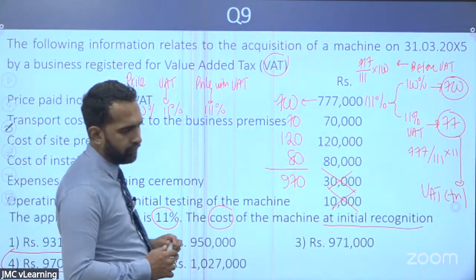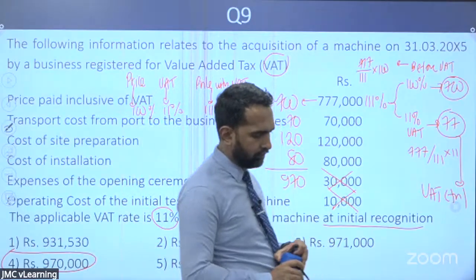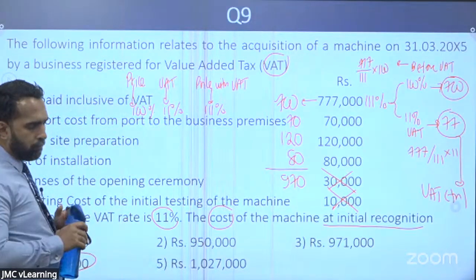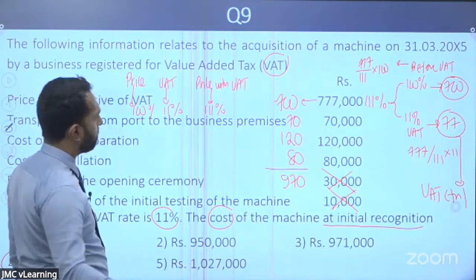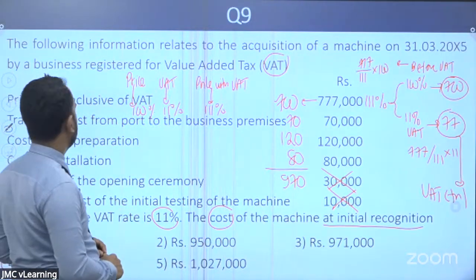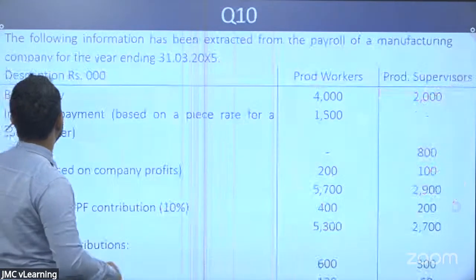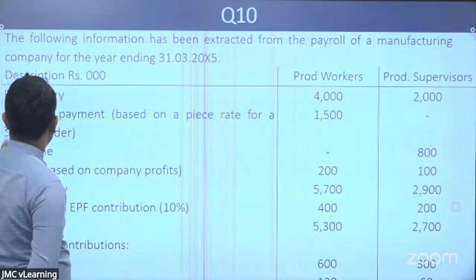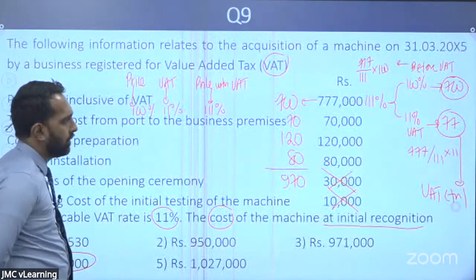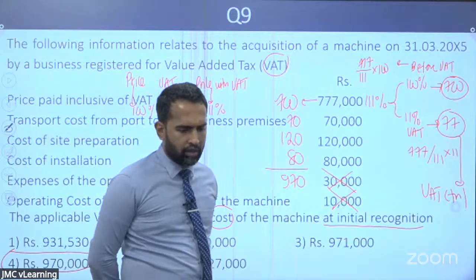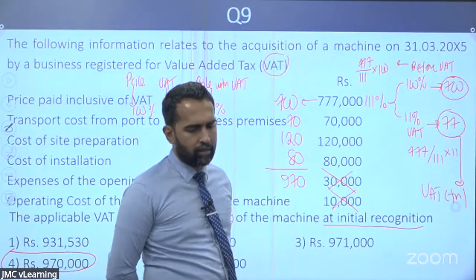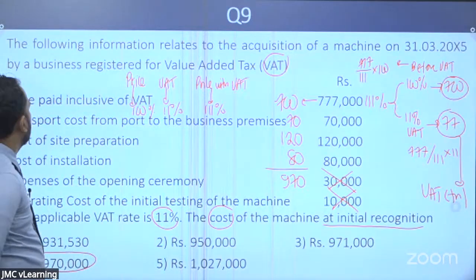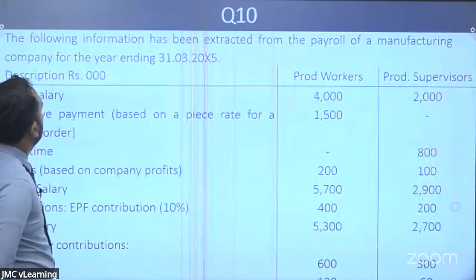Clear? Right. So if you have anything to be asked, please put that in the chat or you can answer. Right? We'll look at the next question, Lamai.